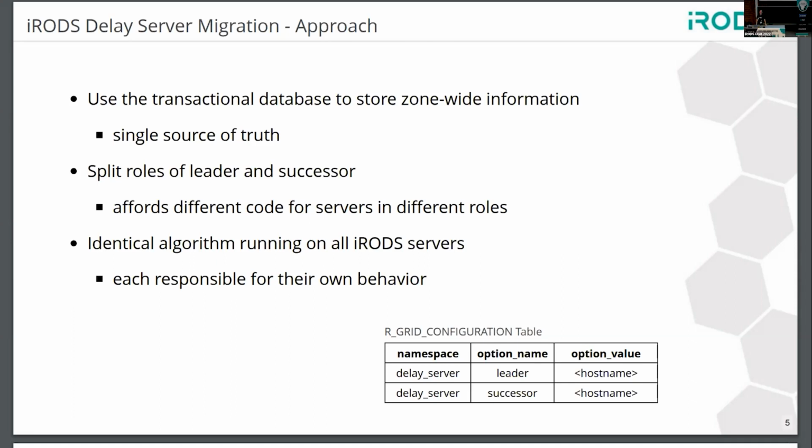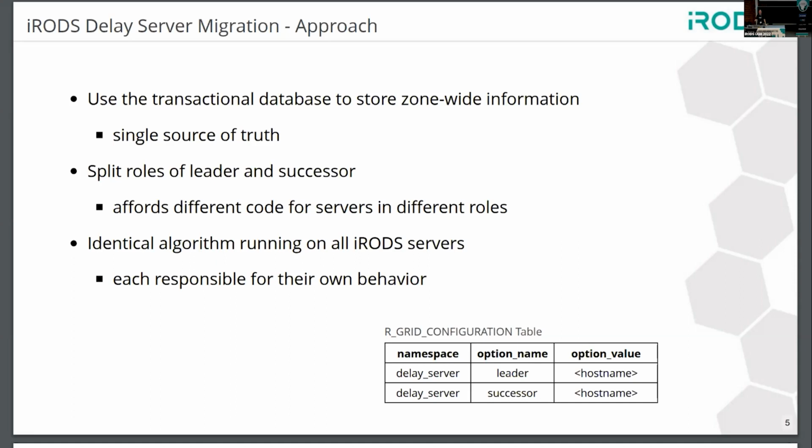We want all the servers to run an identical algorithm. We don't want different code on different machines. It's too complicated. So they are each responsible for their own behavior. They have to decide whether they are the leader and do that work. They have to decide whether they are the successor and how to promote themselves, right? We're not going to reach out and tell somebody what they're doing. They're all running the code and they decide themselves.